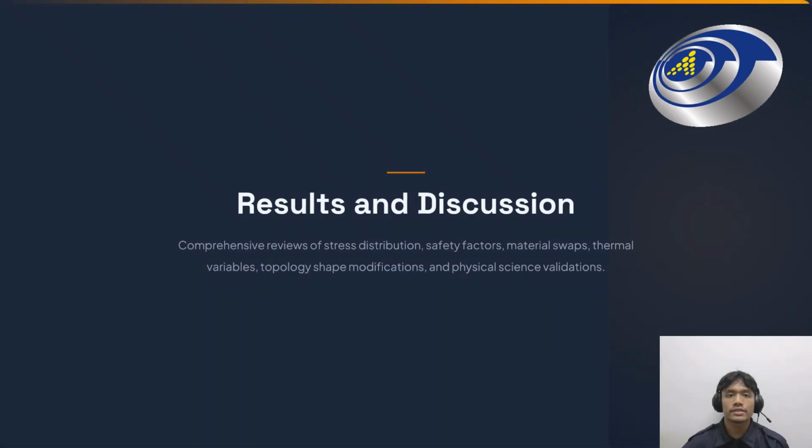This brings us to the results and discussion section of our analysis. Over the next few slides, we will take a comprehensive look at our simulation findings. Specifically, we will review the overall stress distribution, safety factors, and the distinct impacts of our material swaps and thermal variables. We will also look at how our topology modification holds up against core engineering principles.